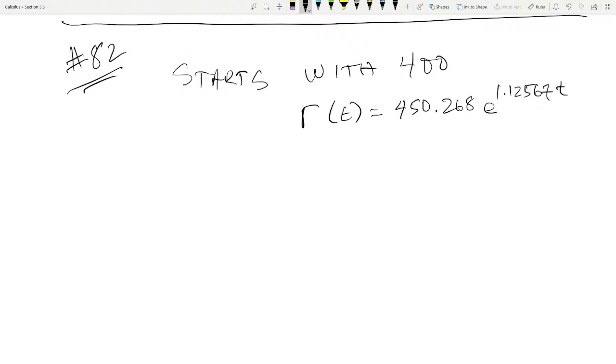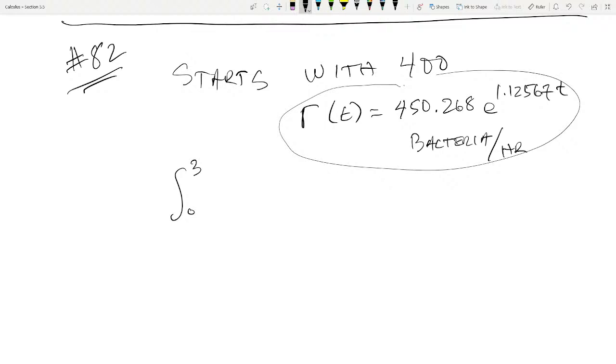Okay, and then we want to know how many bacteria will there be after 3 hours. What's the rate here? It grows at a rate of that many bacteria per hour. And they want to know about 3 hours, so our integral is going to go from 0 to 3. Now this tells you how fast it grows. This is the growth, but it starts with 400, so it's 400 plus whatever you get during the first 3 hours.